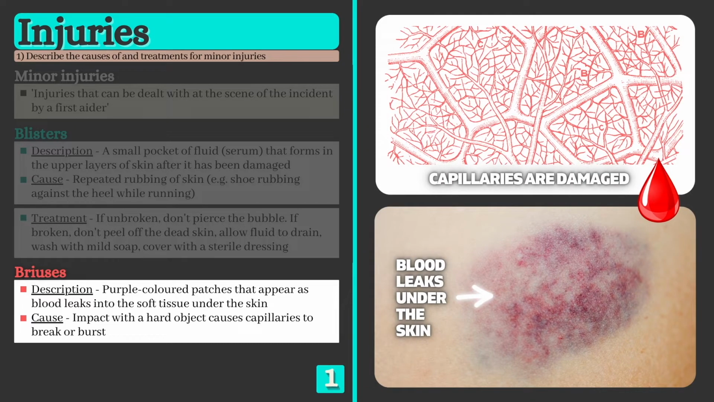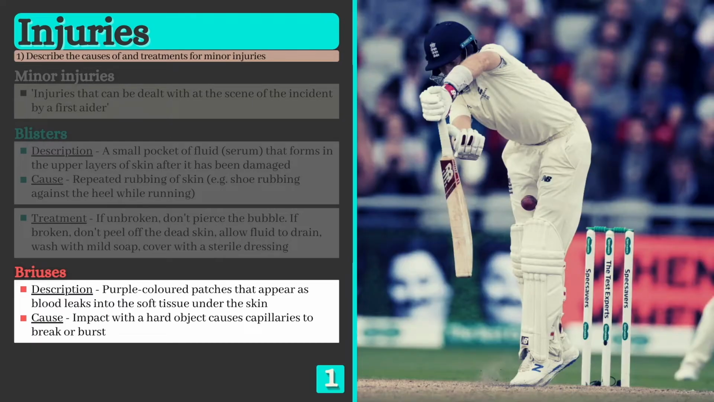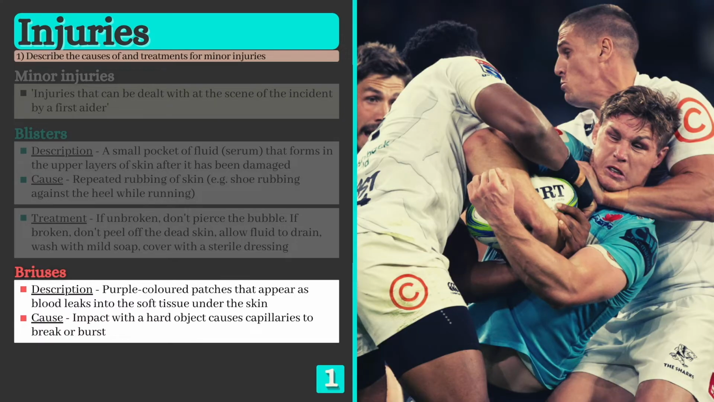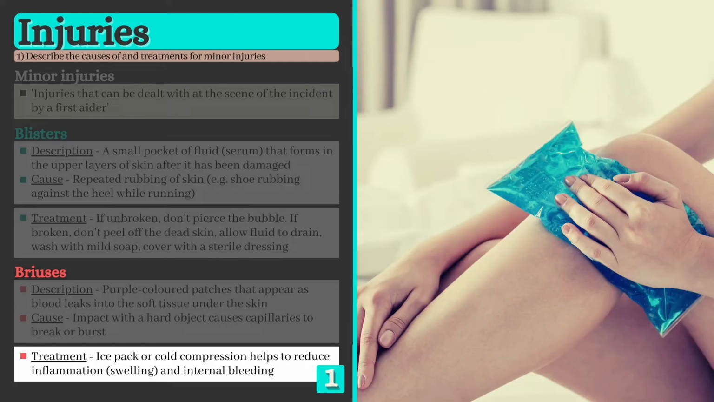Bruises are dark patches that appear on the skin when the capillaries underneath are broken. The discoloration occurs as blood leaks from the damaged capillaries and into the soft tissue under the skin. Bruises are caused by impact with a player or object and are therefore common in sports like cricket and baseball, rugby and martial arts. Effective treatments are limited, but cold compresses such as an ice pack wrapped in a towel will help to reduce swelling and slow down internal bleeding.